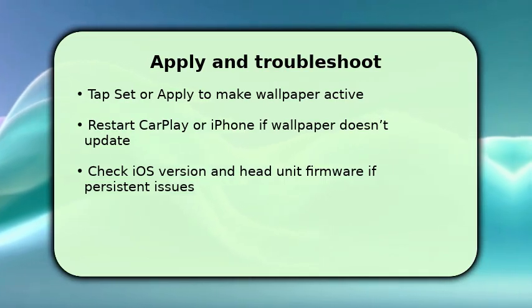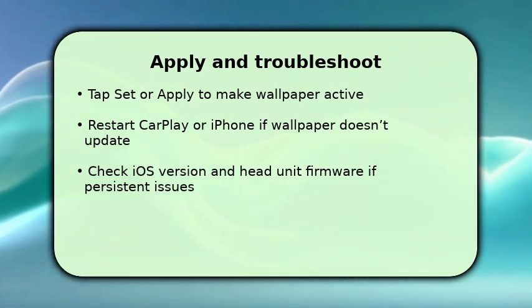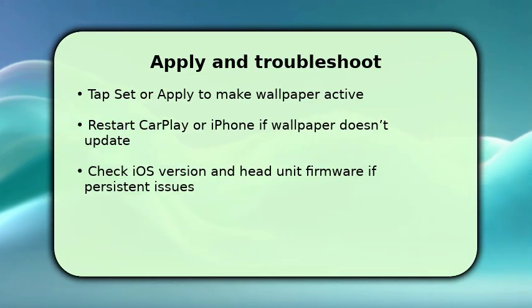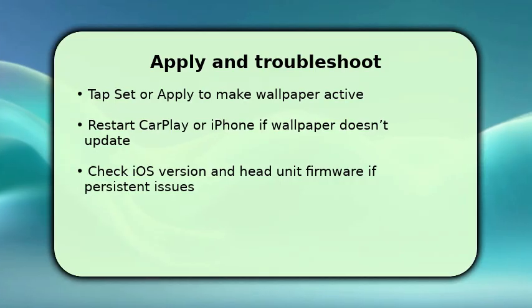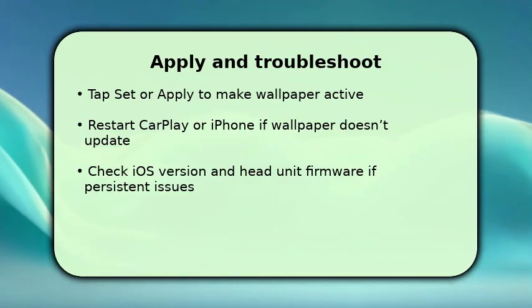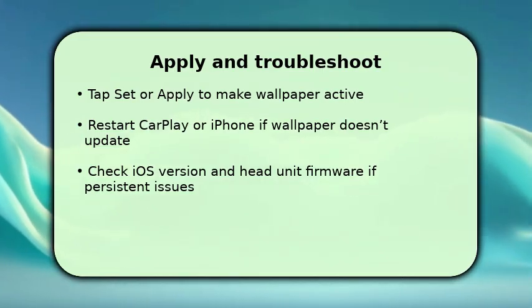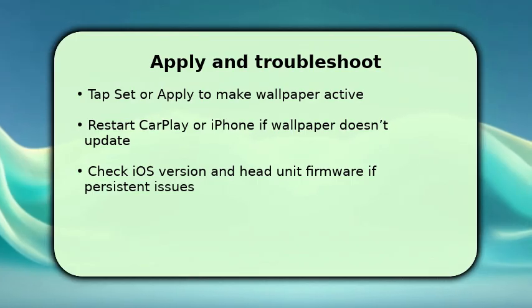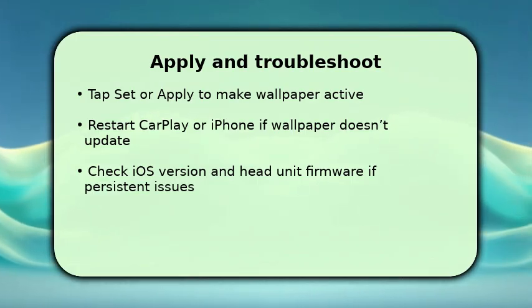If it doesn't update, disconnect and reconnect your iPhone or restart the head unit and the phone. Make sure both iOS and your car's firmware are up to date, since version mismatches can block features. If problems persist, revert to a default wallpaper and retry the process to isolate whether the image file or device compatibility caused the issue.